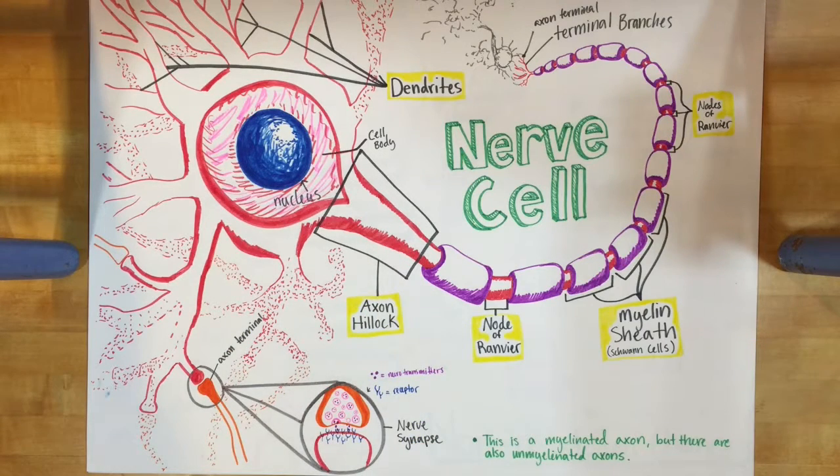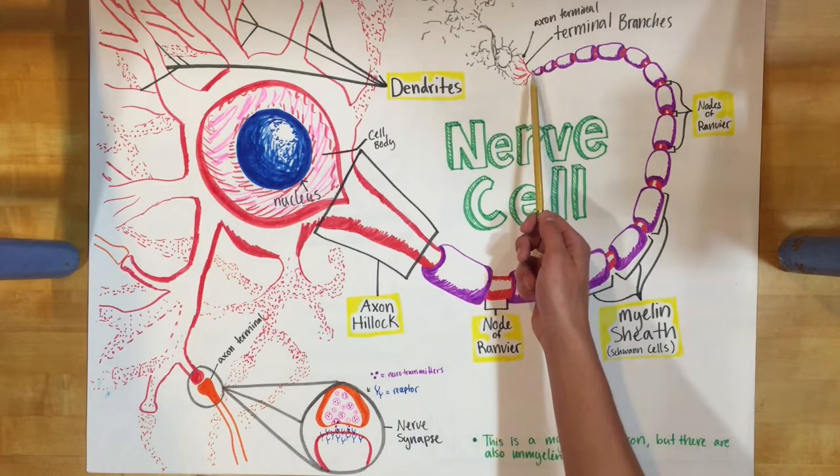The myelin sheaths, which are these purple structures right here, cover the axon to speed up the reaction. They help the body send messages faster to the brain and back to the muscles. These are the nodes of Ranvier. These are the parts of the axon that are not covered up by the myelin sheaths.